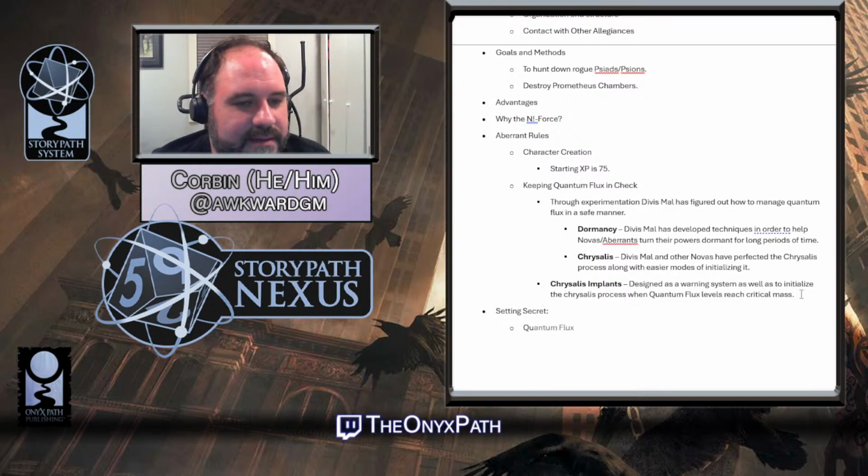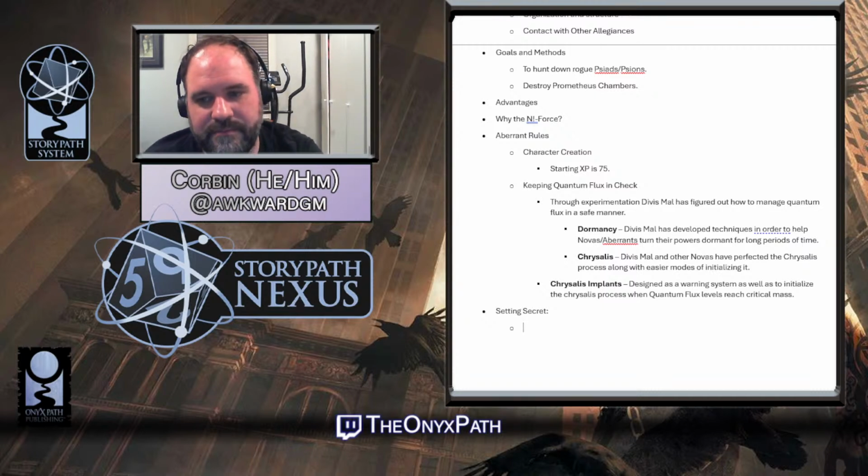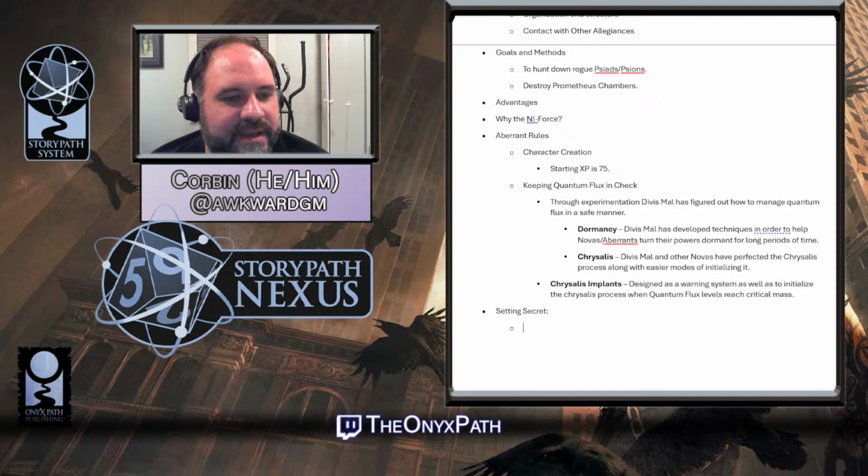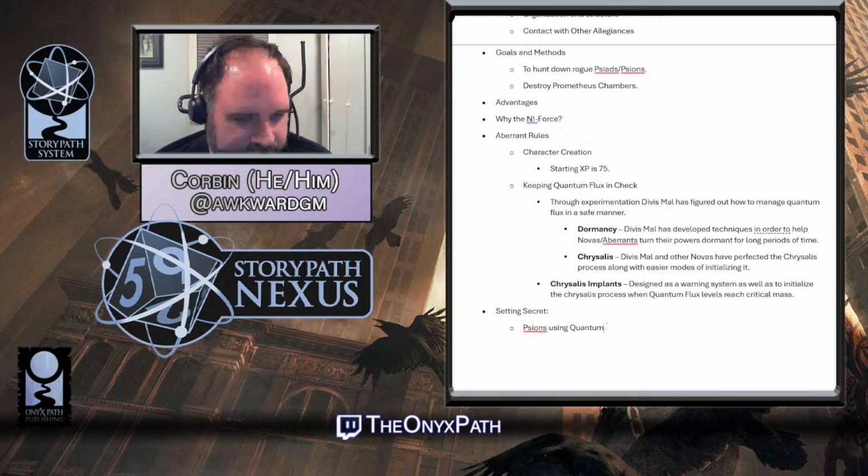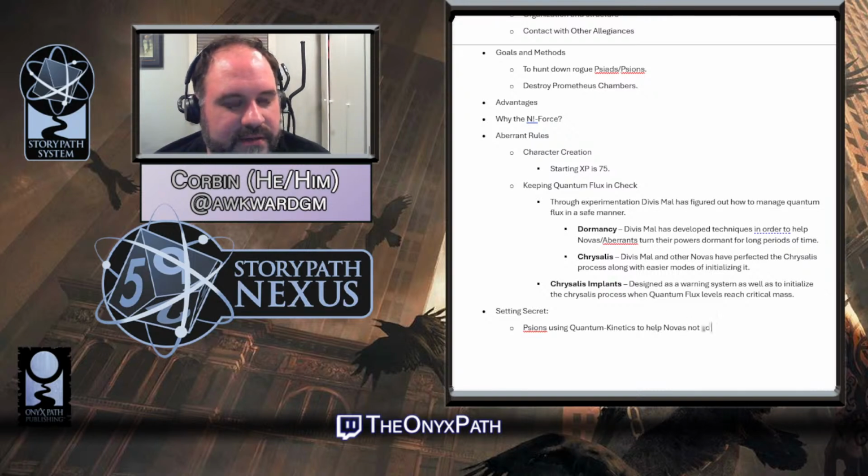It might not make it to the final book because I might not have enough time to write it, but I do like the idea of having Scions using quantum flux to keep the novas healthy and not go crazy.